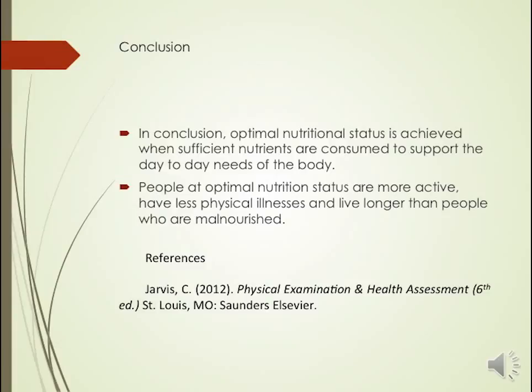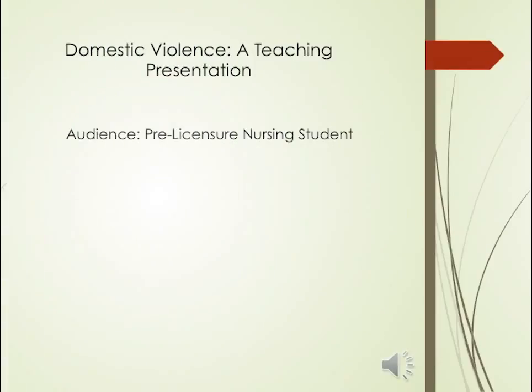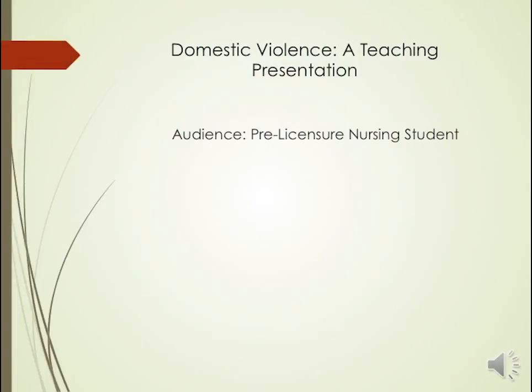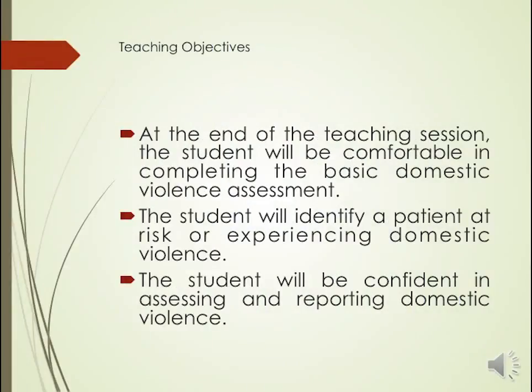Then to start on domestic violence, still the audience is a pre-licensure nursing student. The objectives of a domestic violence teaching will be, at the end of the teaching session, the student will be comfortable in completing the basic domestic violence assessment. The student will identify a patient at risk or experiencing domestic violence. The student will be confident in assessing and reporting domestic violence.